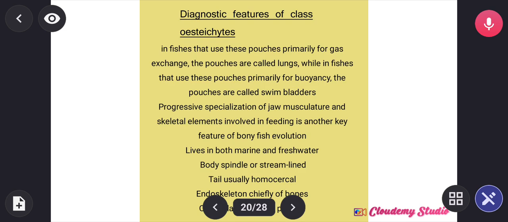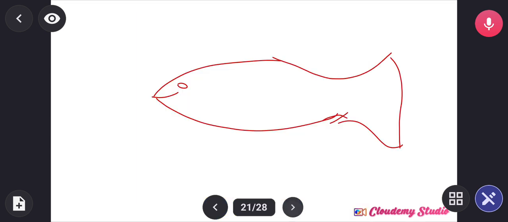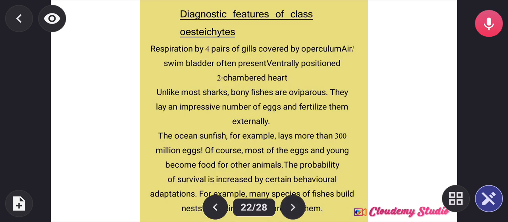So the endoskeleton is chiefly bones. They have only bones in their endoskeleton, and respiration is by 4 pairs of gills, and these 4 pairs of gills are covered with an operculum. They have two-chambered hearts.